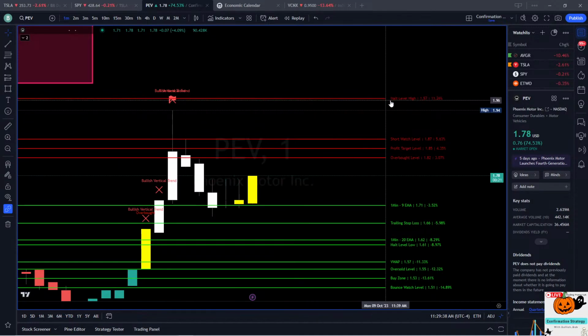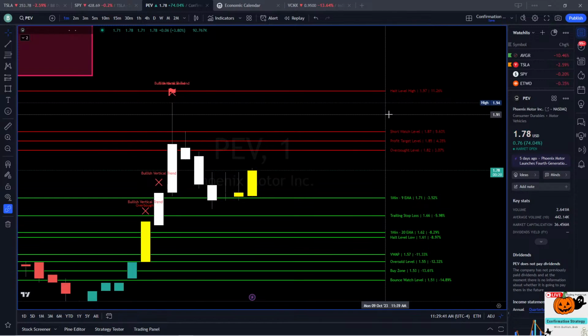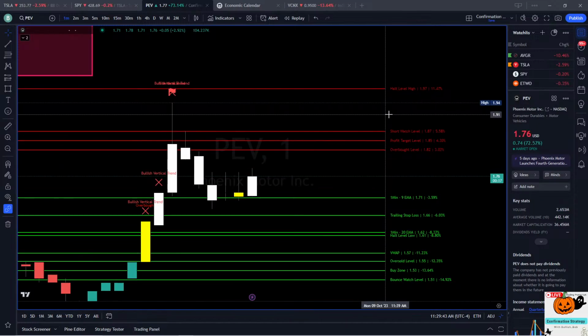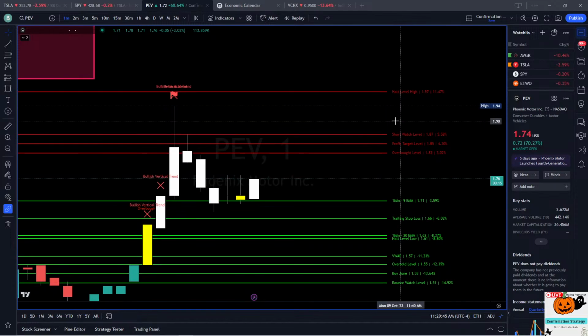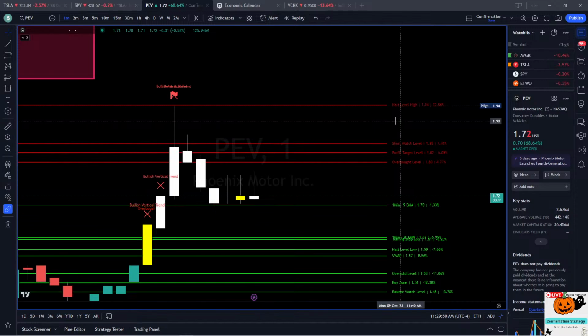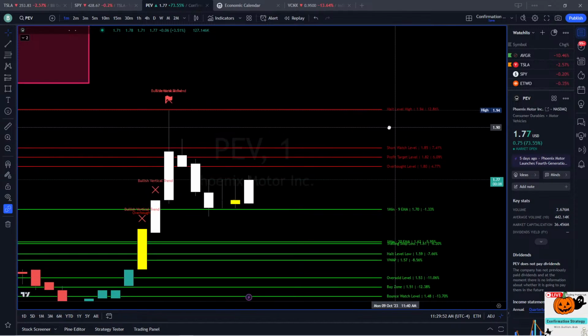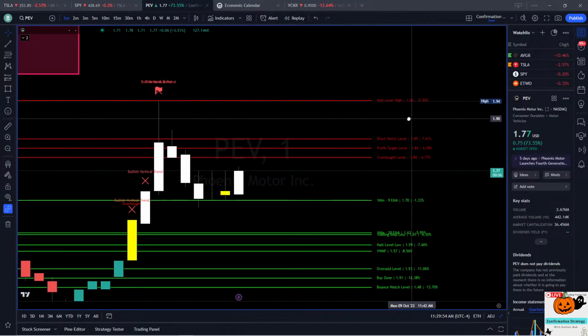So that's the idea behind the halt level, because I don't like getting stuck in those halts, because typically they last for at least 5 minutes, sometimes 10 or longer. And so I want to be careful getting stuck in those, because I like to be in and out of my positions pretty fast. So the halt level is 194 to the high side, which is up.